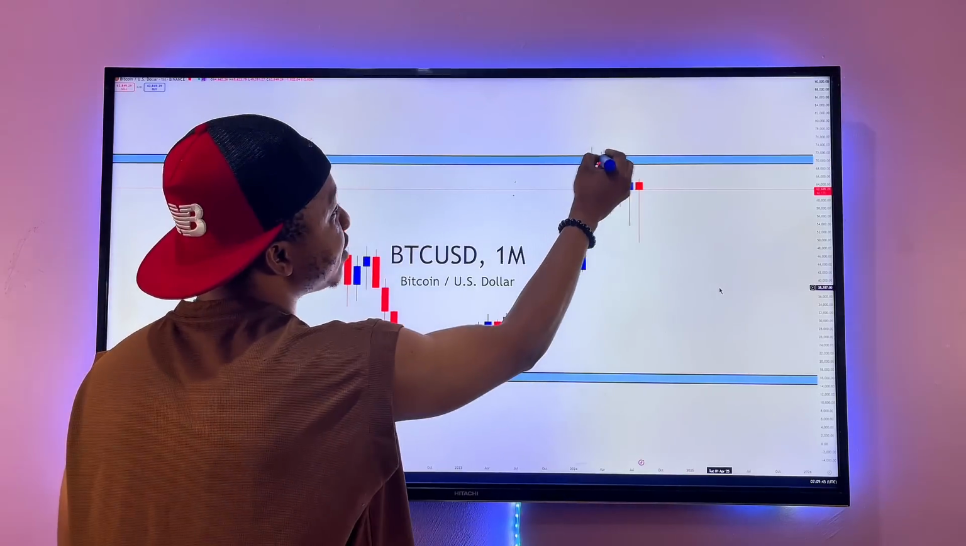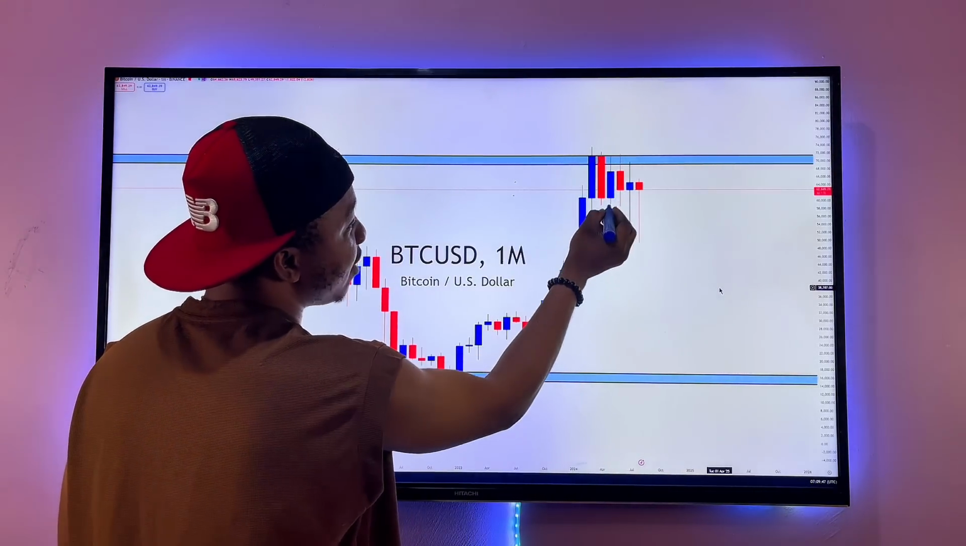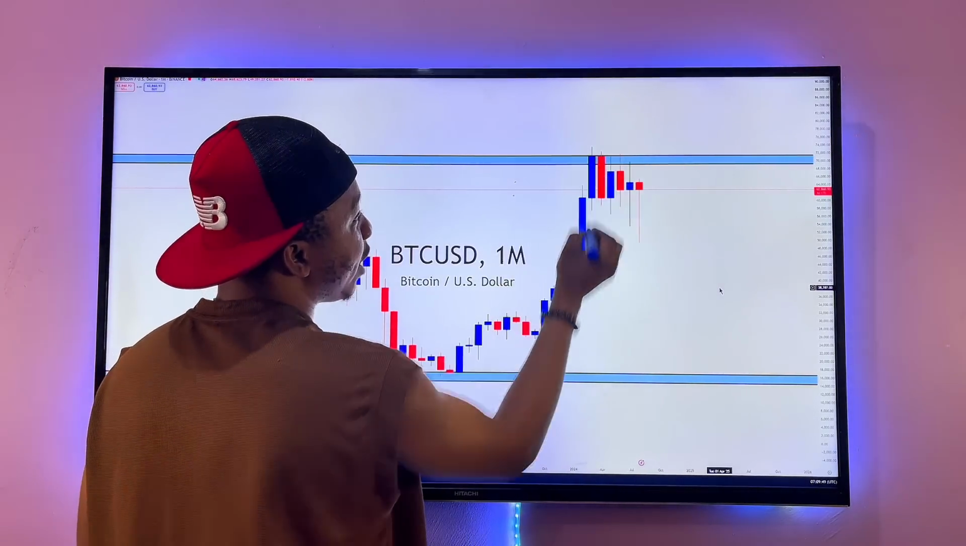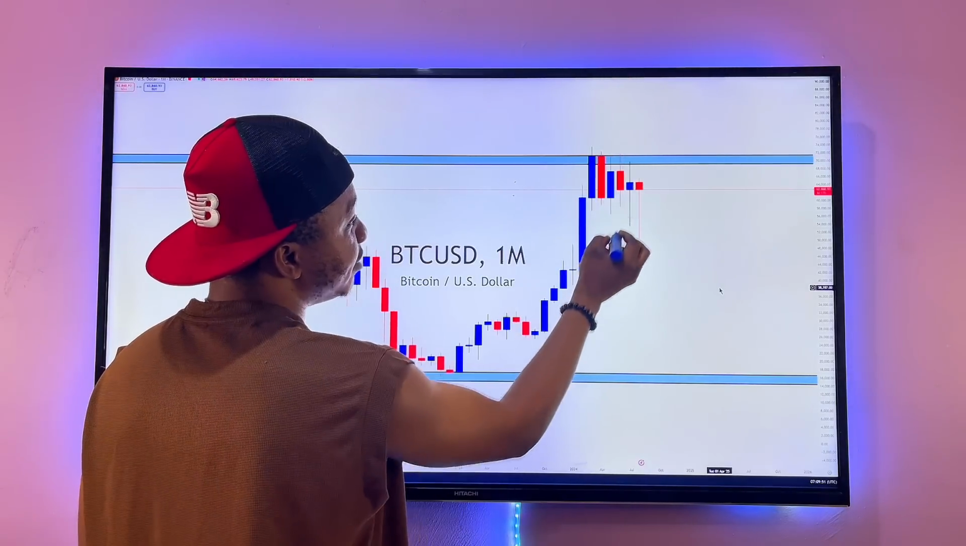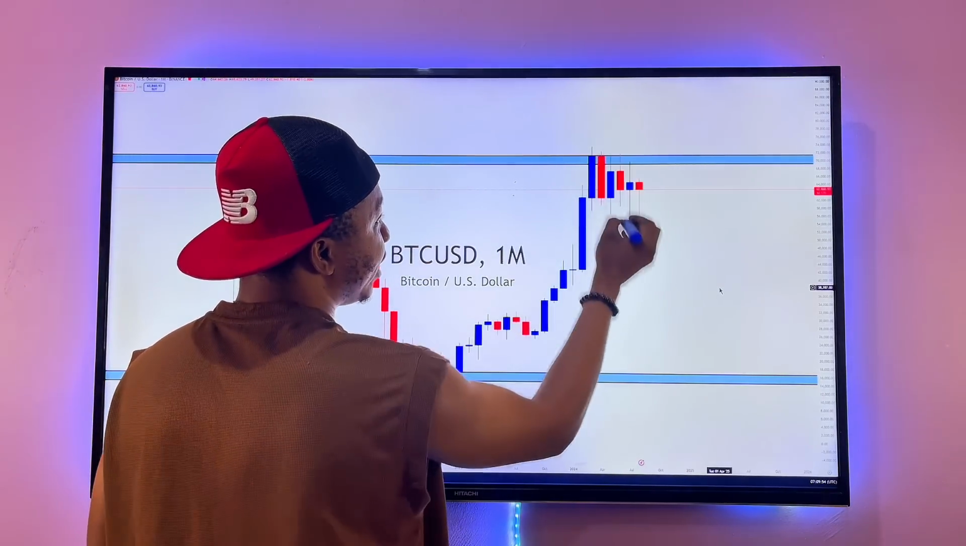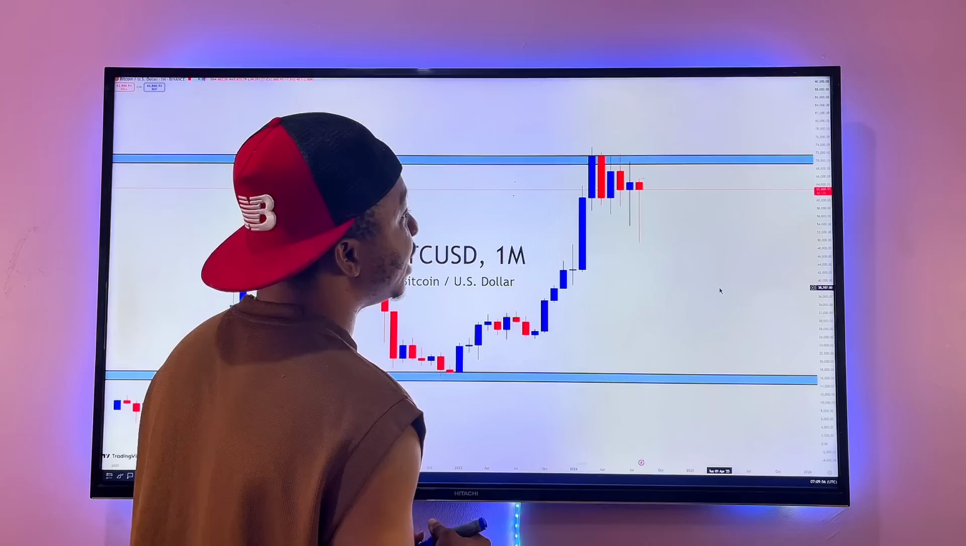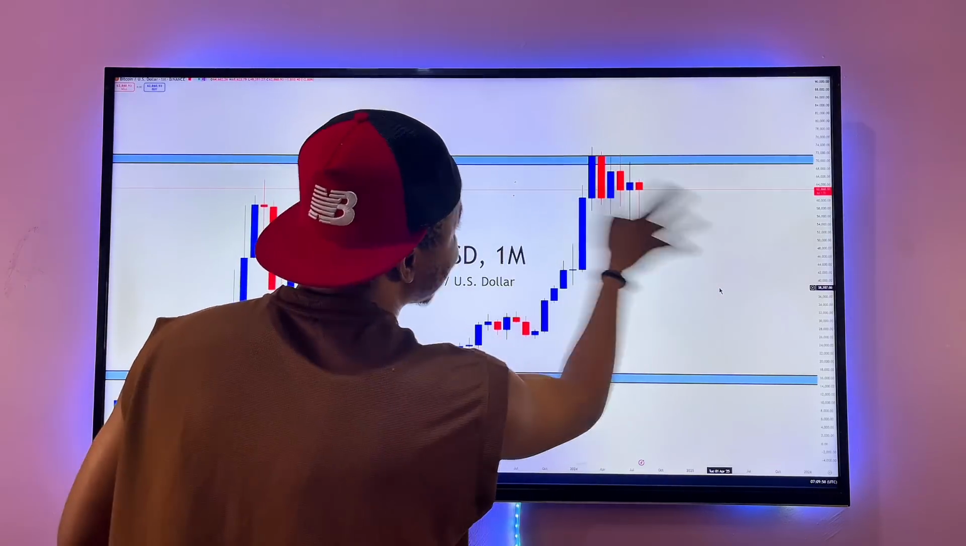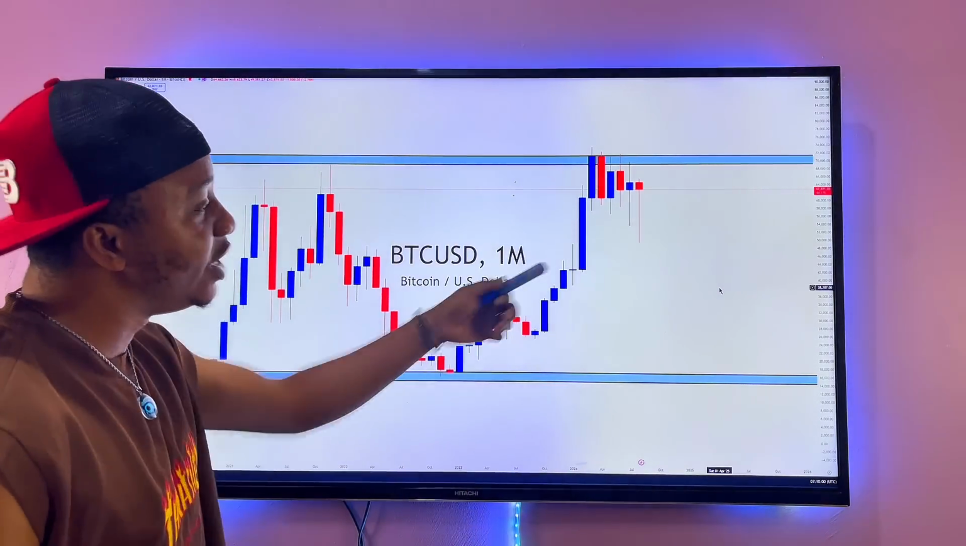When price first made contact here, it saw sell pressure, it came down. Buyers came with bullish candle, it went up. Sellers came with bearish candle, it came down. Buyers came with bullish candle, it went up. Sellers came with bearish candle, it has gone down. So here, there's a battle between sellers and buyers, which is the same as a range or a consolidation.